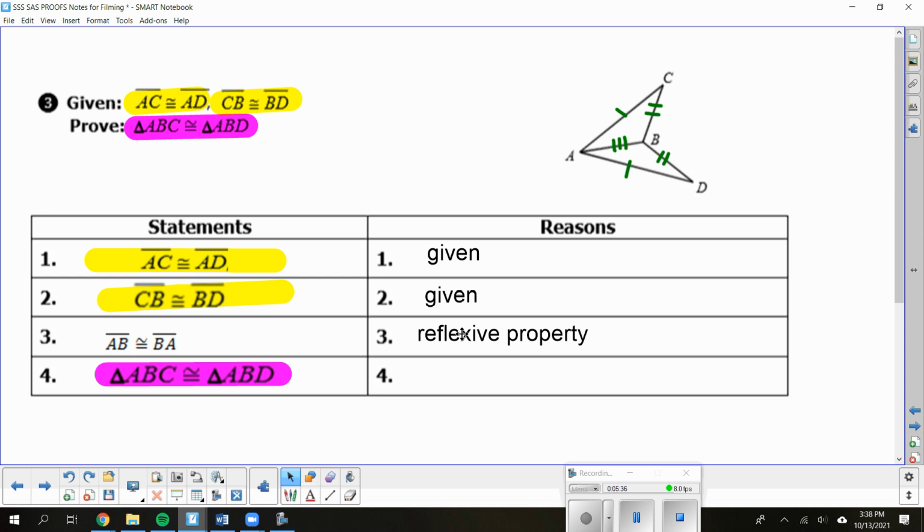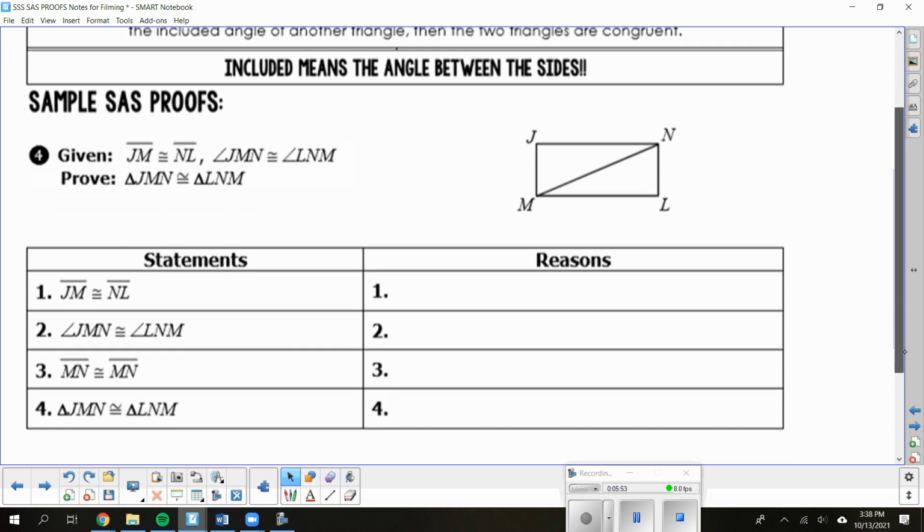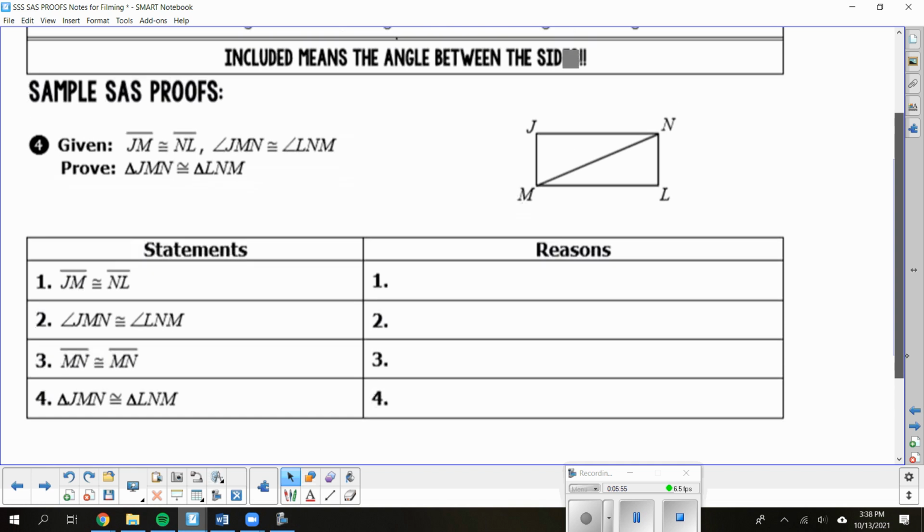And then my triangles have 3 tick marks for a triangle. All sides are congruent, so I'm congruent by side, side, side. All right, looking at side, angle, side now. So this is just that our proofs are going to be dealing with the angle being tracked in between our 2 sides. So remember that angle has to be tracked.